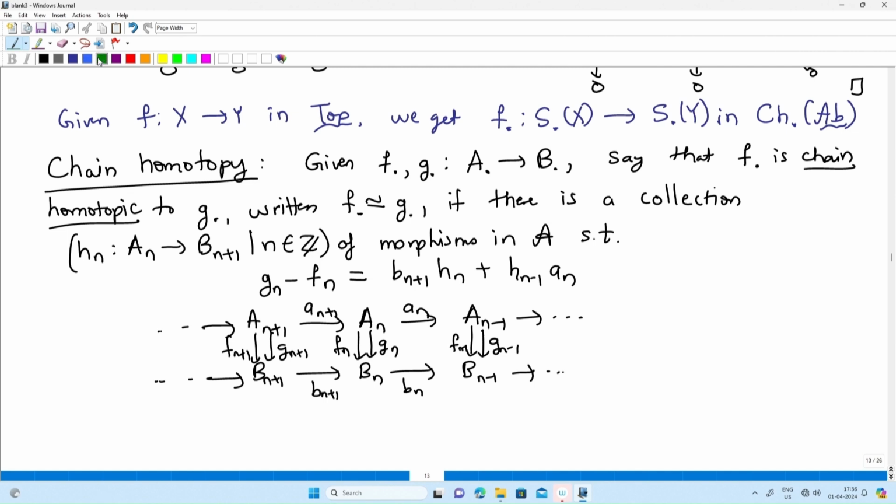The homotopy is actually a collection of maps like this. So this is Hn, this is Hn minus 1. They have to be compatible in such a way that you see a parallelogram here. An to Bn plus 1 to Bn and An to An minus 1 to Bn. So there are two different ways of reaching Bn, not going via Fn and Gn. So the sum of those two ways is the difference between Fn and Gn.